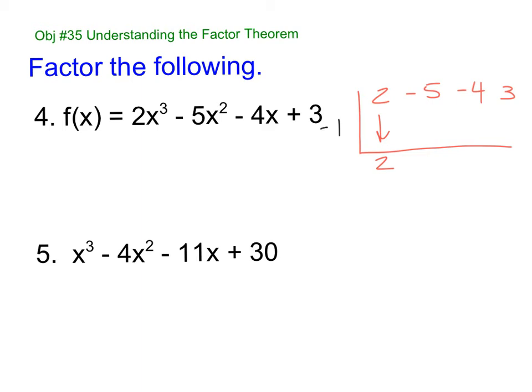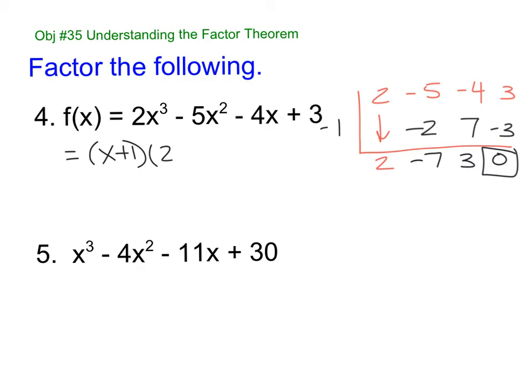All right, let's make that 1 negative. So negative 2, negative 7, 7, 3, negative 3, 0. So that one did work. So now I have x plus 1. Don't forget to change the sign. And then 2x squared minus 7x plus 3.